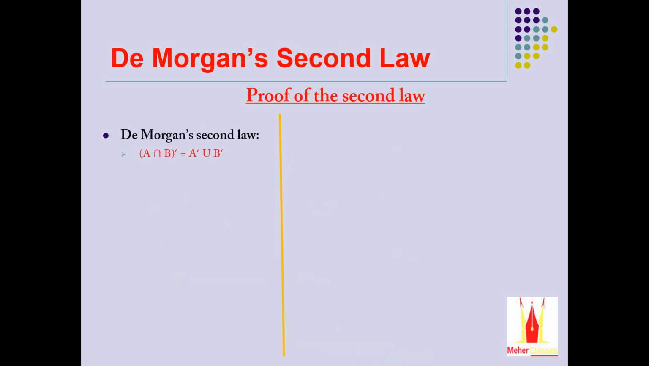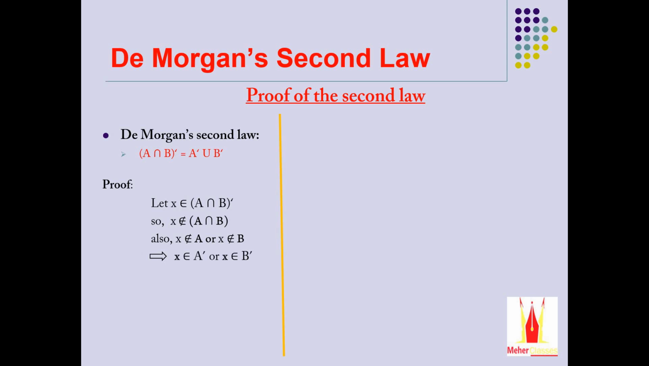Now let's prove the second law of De Morgan. What does it say? It says (A intersection B) complement is equal to A complement union B complement. Moving along with the same pattern, we would consider an element X and we would say that X belongs to (A intersection B) complement. So X clearly does not belong to A intersection B. And also X does not belong to A, or X does not belong to B. Since we have intersection, it corresponds to OR.